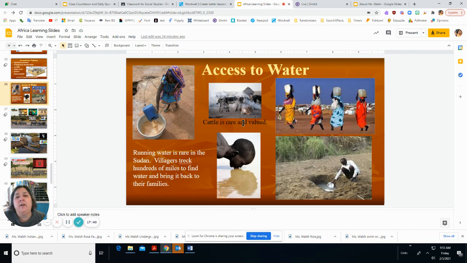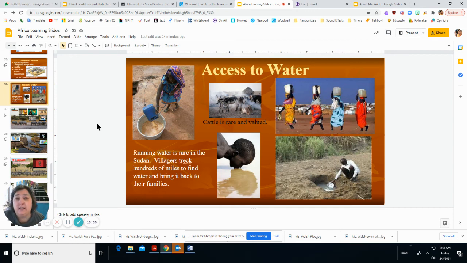Of course, cattle and farm animals need water to survive. So farm animals are very rare and they're very valued because it takes a lot of water to keep an animal alive as well. And when you have to walk to get your water for your family and you can only carry so much, that's very difficult. We are very lucky in our country that we just go somewhere in our house and turn on a faucet. And the water comes to us. We don't have to go.